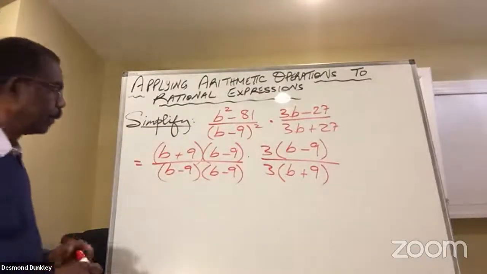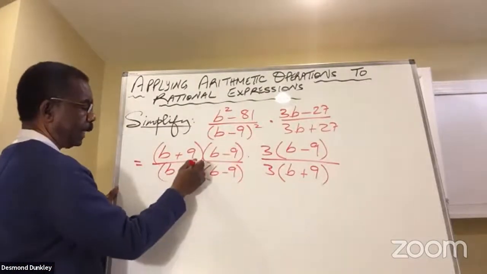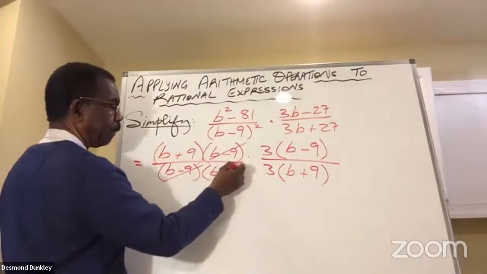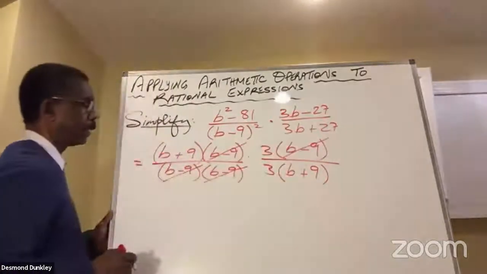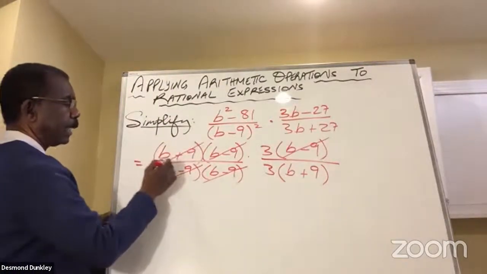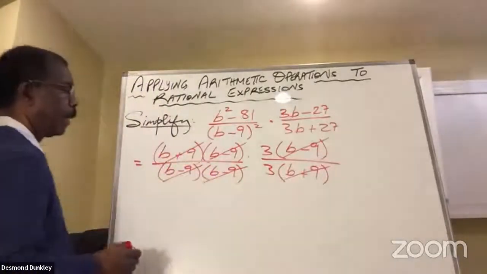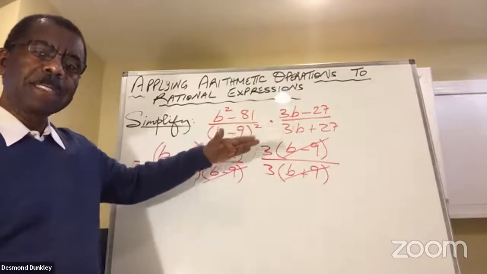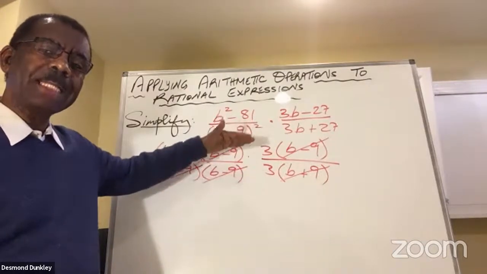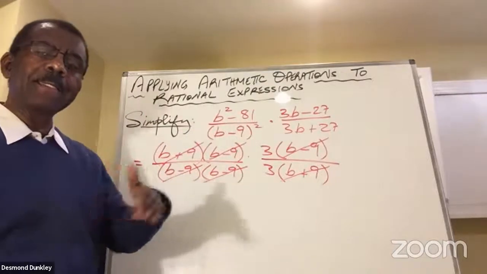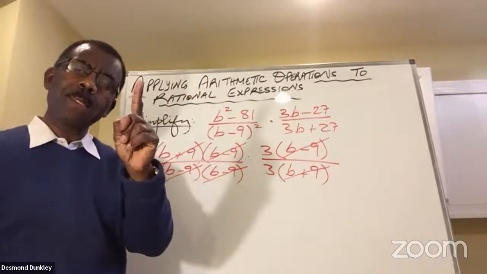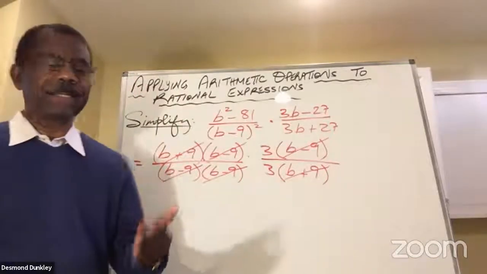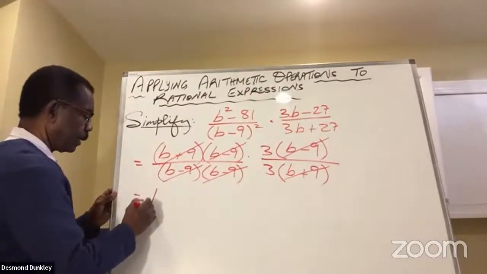What goes on now? Well, if I look at this properly, I see this cancels this. I see a B minus 9 and a B minus 9. I see a B plus 9 and a B plus 9. And I see a 3 and a 3. So everything on top is replicated in the bottom. So they are identical top and bottom. So at the end, anything divided by itself is 1, except 0 divided by 0 is undefined. It does not exist. So the final answer to this question is 1.